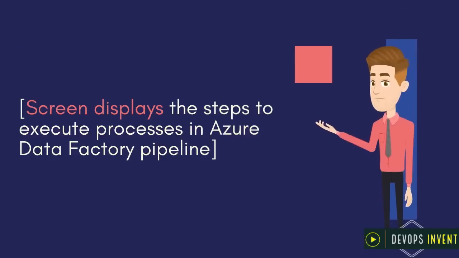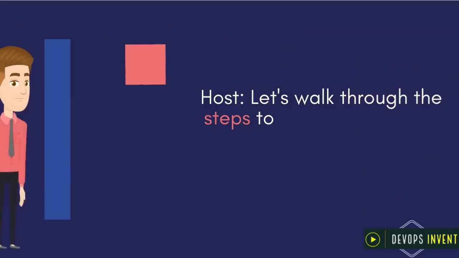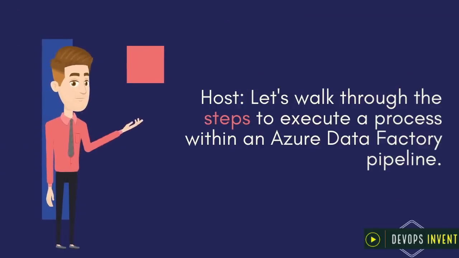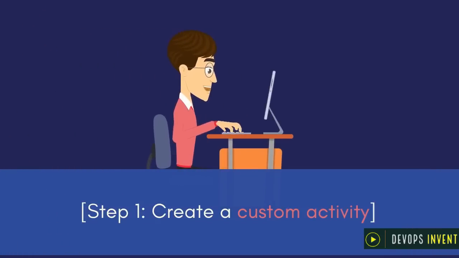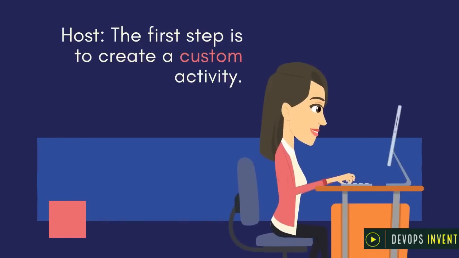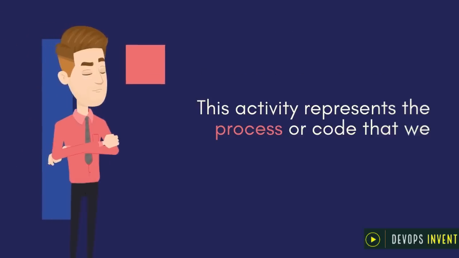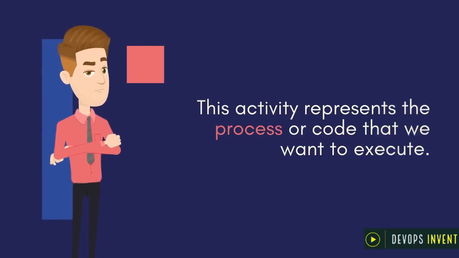Screen displays the steps to execute processes in Azure Data Factory pipeline. Let's walk through the steps to execute a process within an Azure Data Factory pipeline. Step 1. Create a custom activity. The first step is to create a custom activity. This activity represents the process or code that we want to execute.